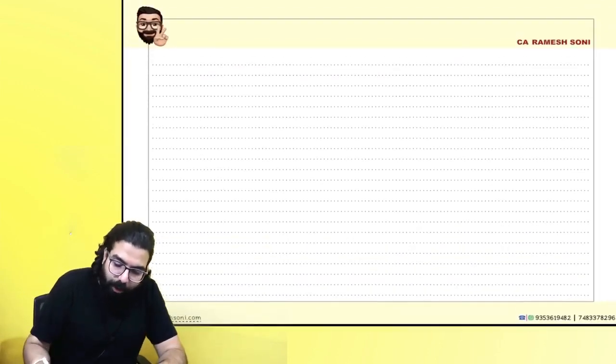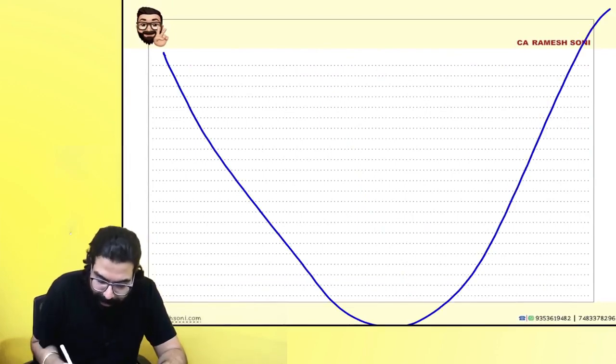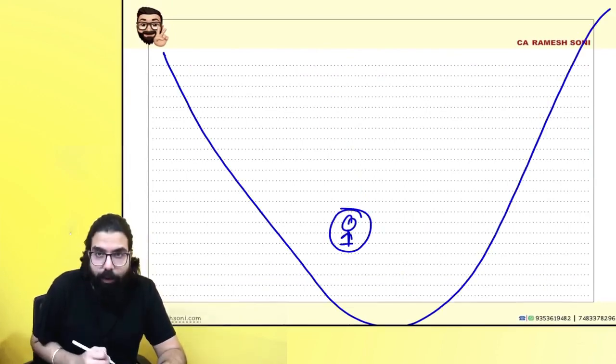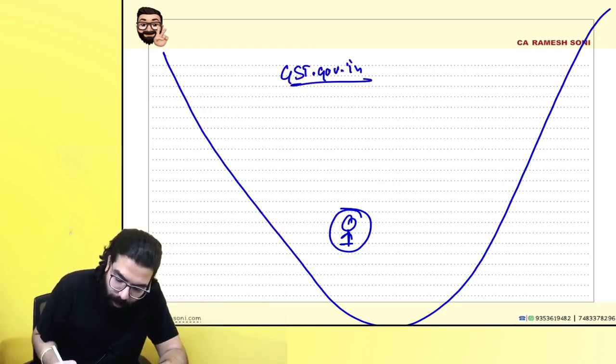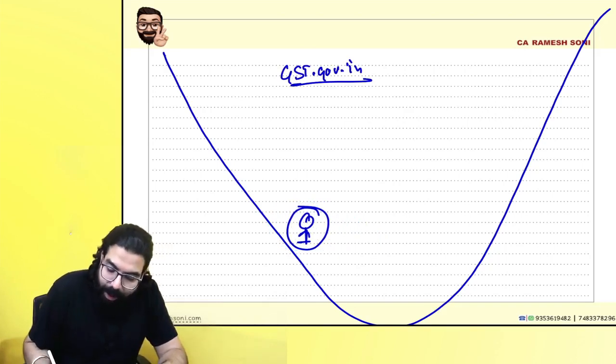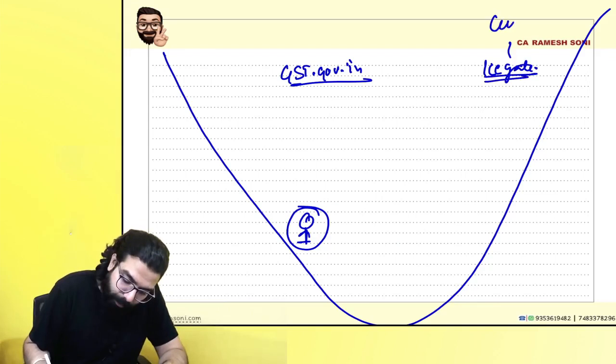Do you know, when you export goods from India to outside India, suppose this is India and I am a person who wants to export the goods. Then one is gst.gov.in, which is the GST common portal, and one is icegate.gov.in, which is the customs portal.